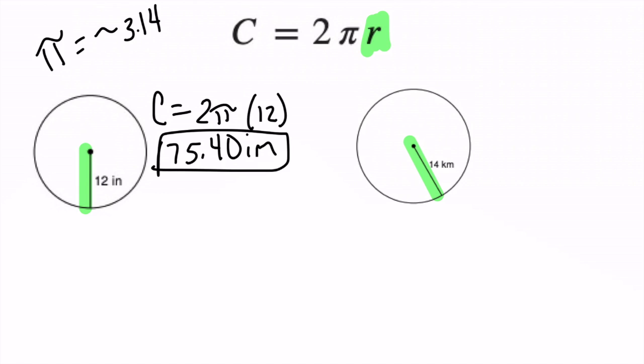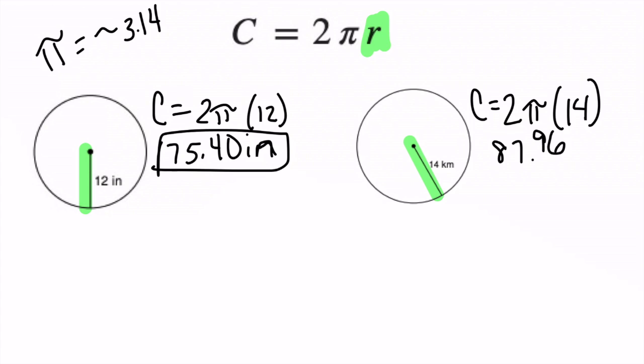It's that easy. In these ones, it's just about setting up the problem and then plugging it into your calculator. So in this one, circumference equals 2 pi times 14. And that'll give us 87.96 kilometers.